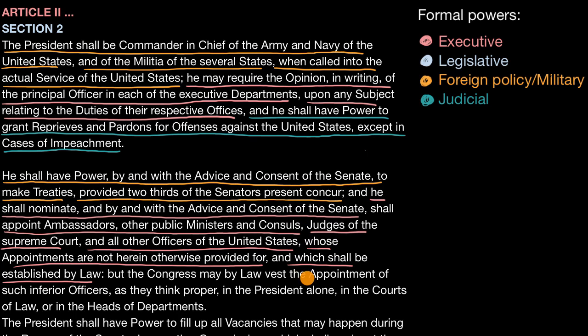So all of these lines here talk about the President's power of appointment, which is why I underlined it in the executive or the administrative color, although it touches on appointments that affect these other powers. So, for example, the appointment of ambassadors is clearly going to have foreign policy implications. And judges of the Supreme Court, this could have huge judicial implications, so I will underline that in blue as well.